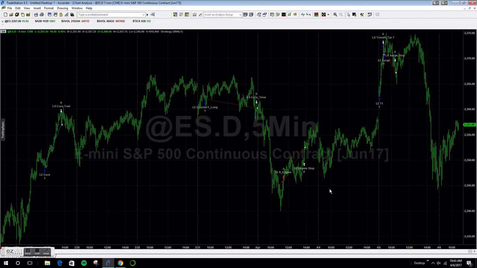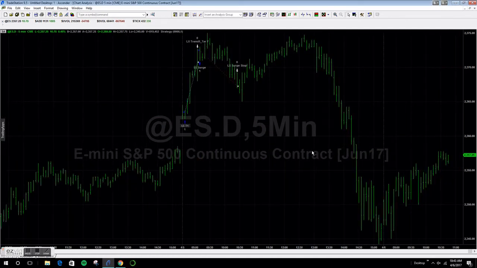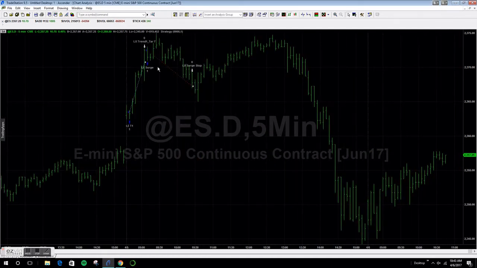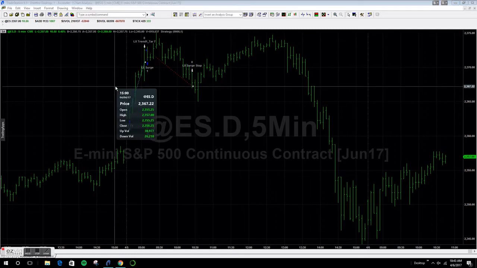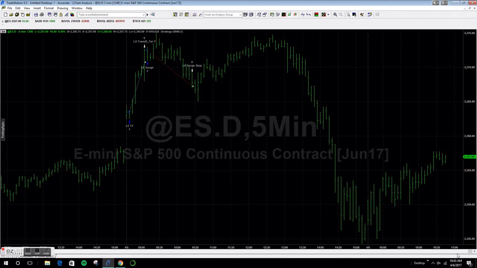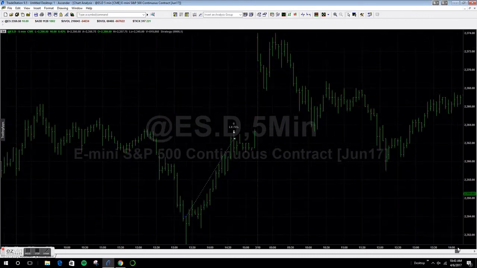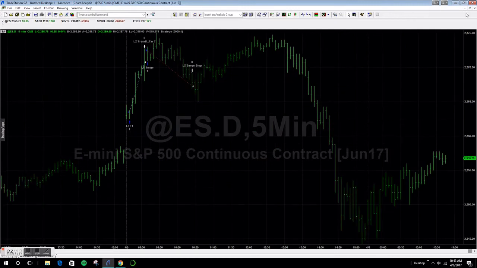And then what happened was we had a surge trade go off, which is when we have a huge bar accompanied with internals confirmation. So we ended up getting snagged on that, and we ended up just barely breaking even for the day. So it's been an interesting environment so far.